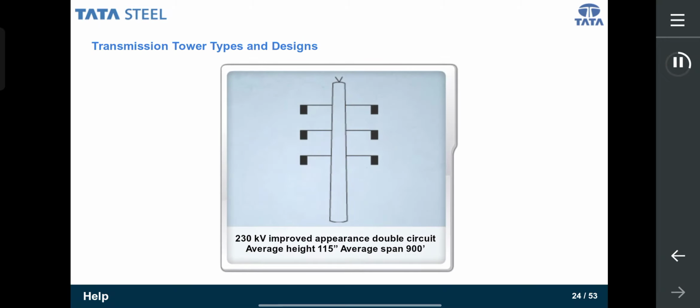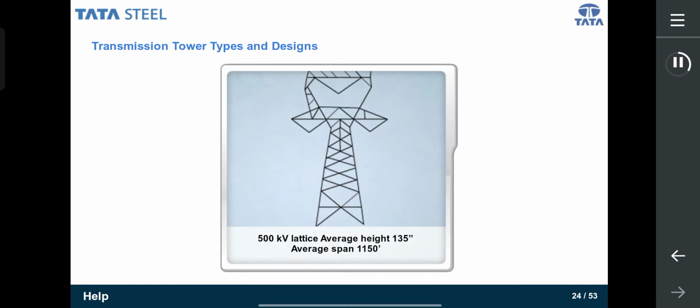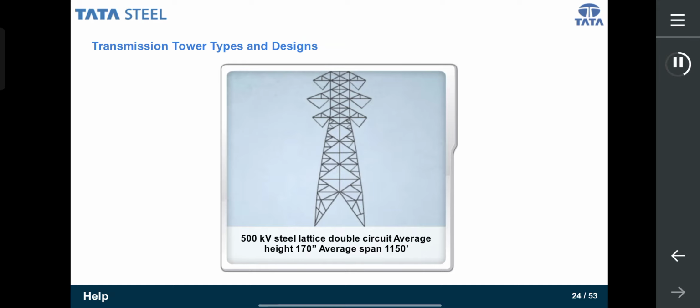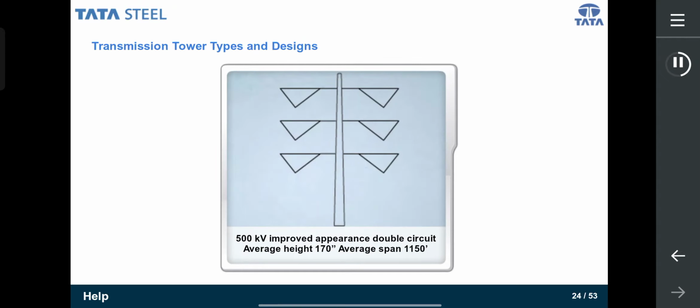230 kV improved appearance double circuit, average height 115 inches, average span 900 feet. 500 kV lattice, average height 135 inches, average span 1150 feet. 500 kV lattice, average height 125 inches, average span 1150 feet. 500 kV steel lattice double circuit, average height 170 inches, average span 1150 feet. 500 kV improved appearance double circuit, average height 170 inches, average span 1150 feet.